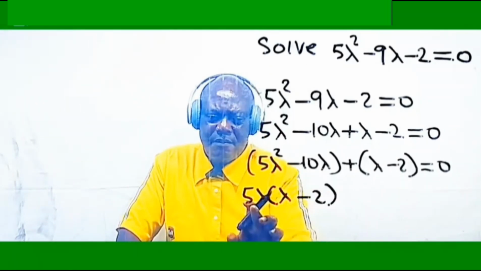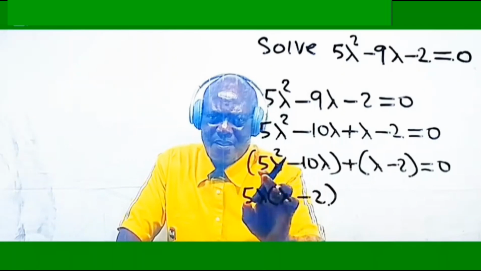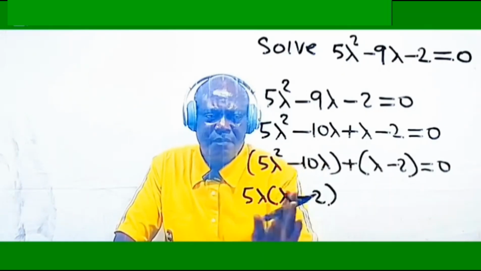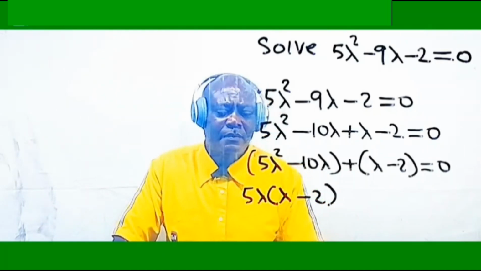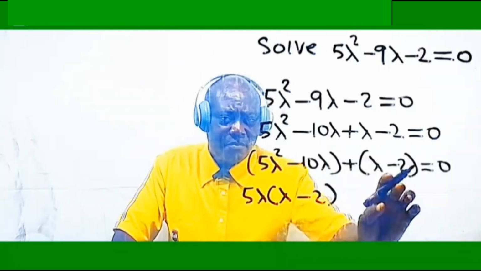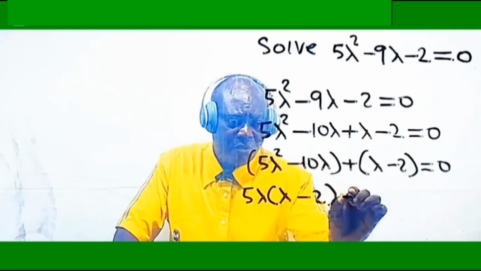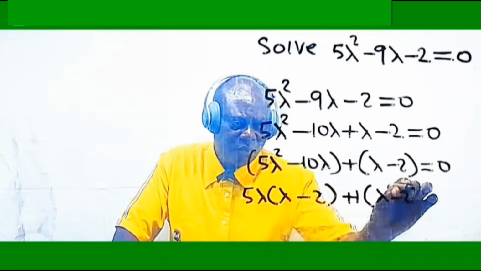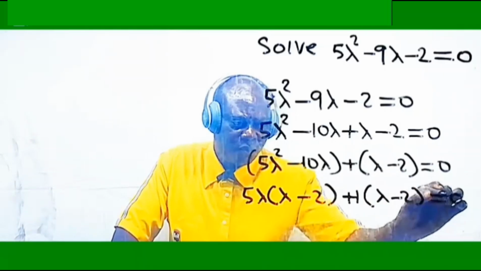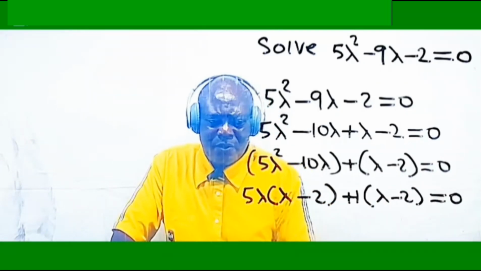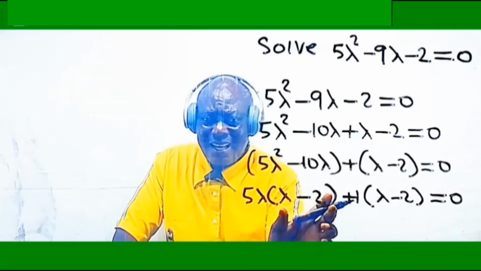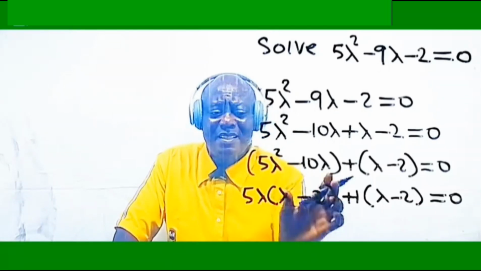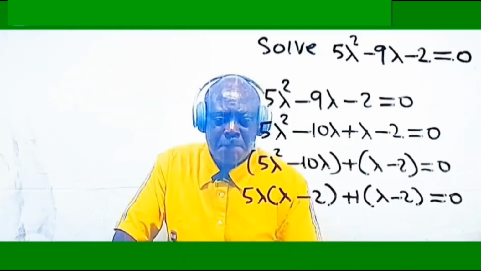It's true because 5λ times λ is this, and 5λ times this gives you this. So you are done. Then you now go to the next bracket. As you can see, nothing is common here, but 1 is common. So you bring it out here: 1 into (λ − 2), all equals to 0. So I'm sure I'm correct because here you have two brackets that are equal: (λ − 2), (λ − 2). Once this is correct, that means your answer is correct.